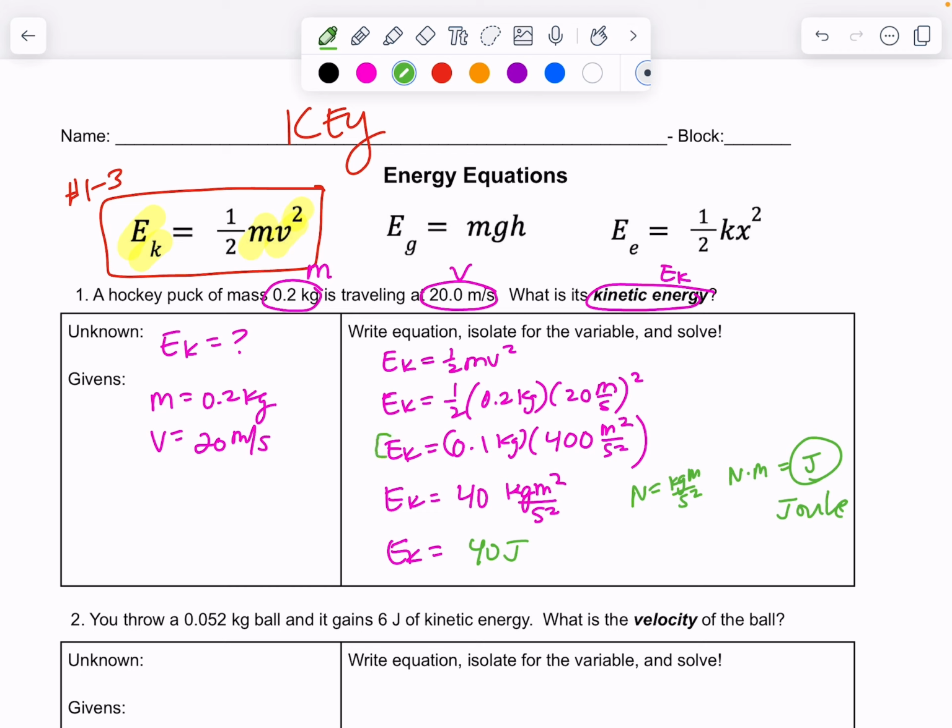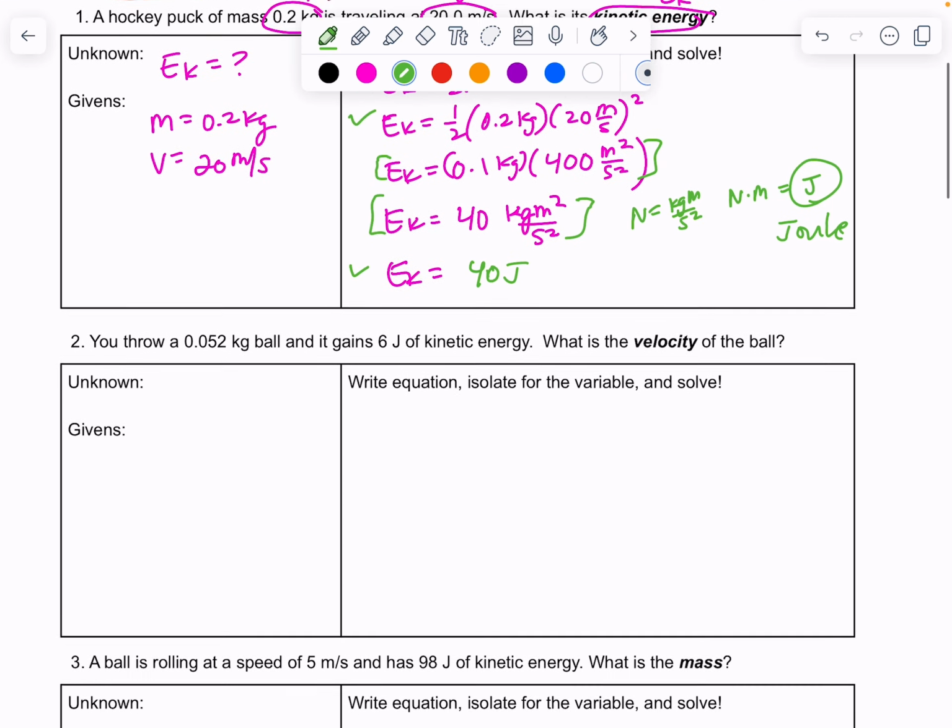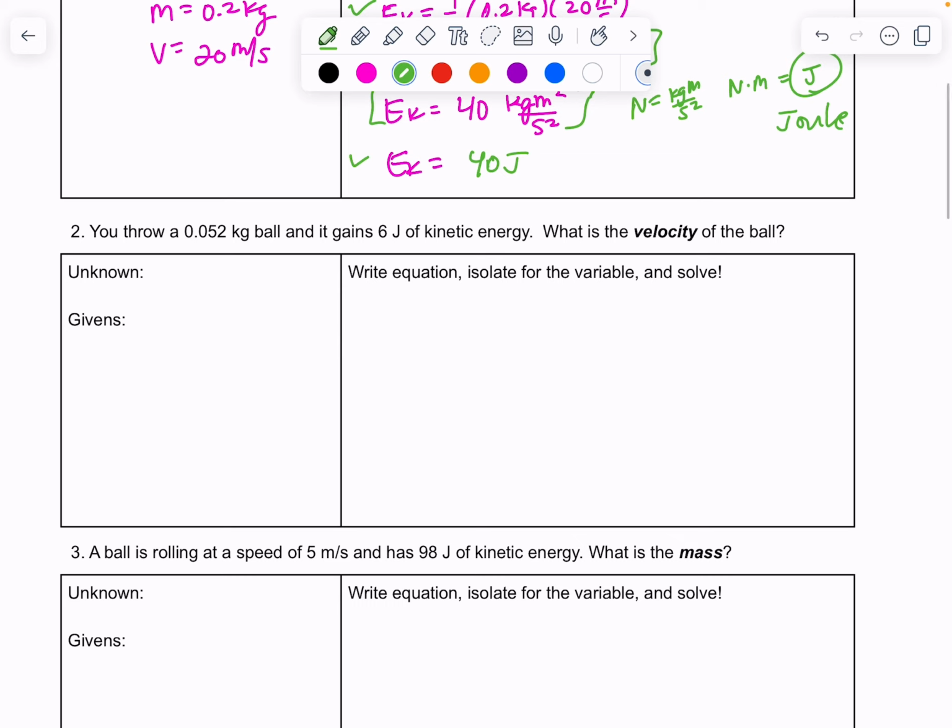So like this line and this line, these you don't really have to write. But you do need to write the equation, isolate, which it already is, plug in the numbers and solve for the answer and put the units. And the energy unit's always going to be joules. But I was just showing you some extra steps. So that's the easiest way because you don't have to isolate anything. Now, let's go to the second one.